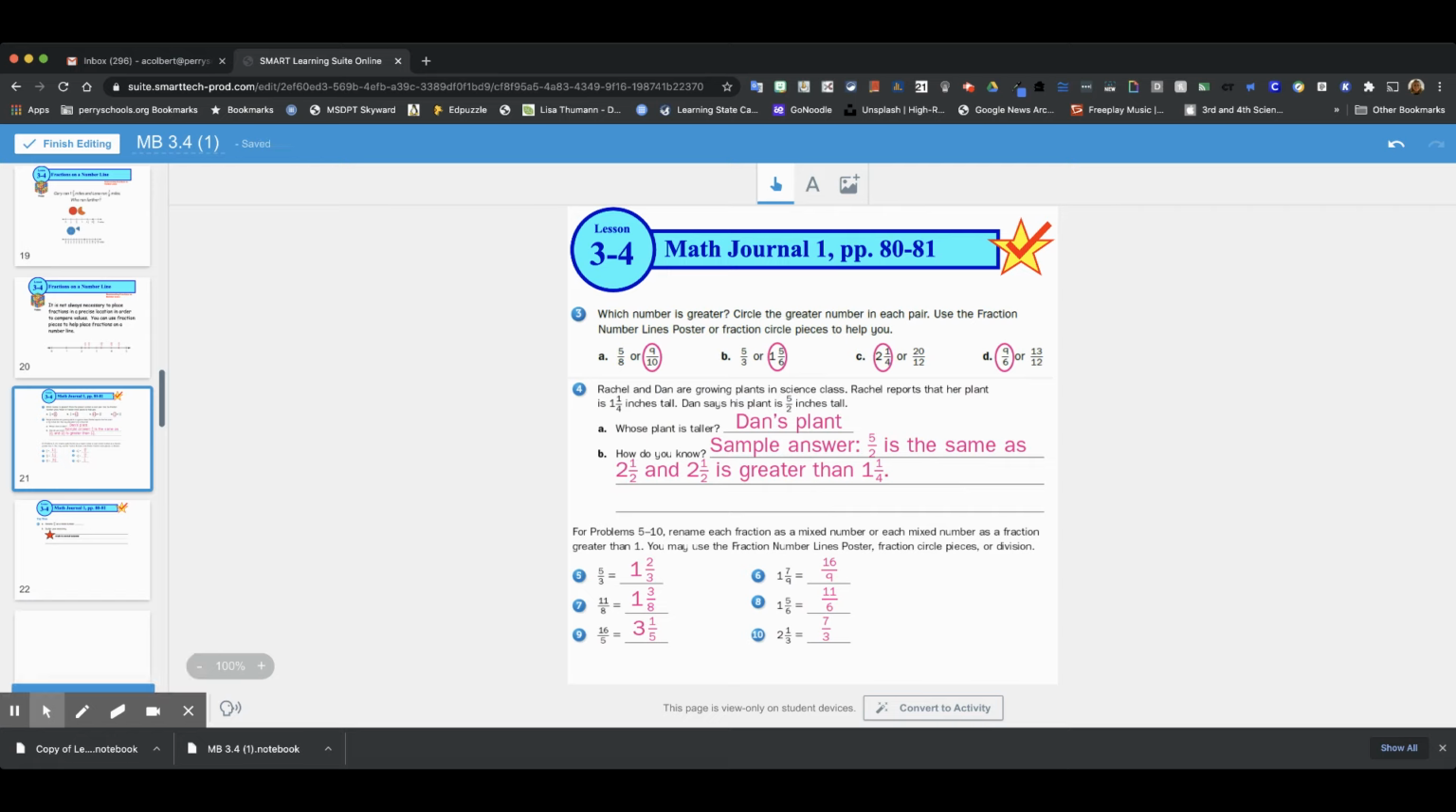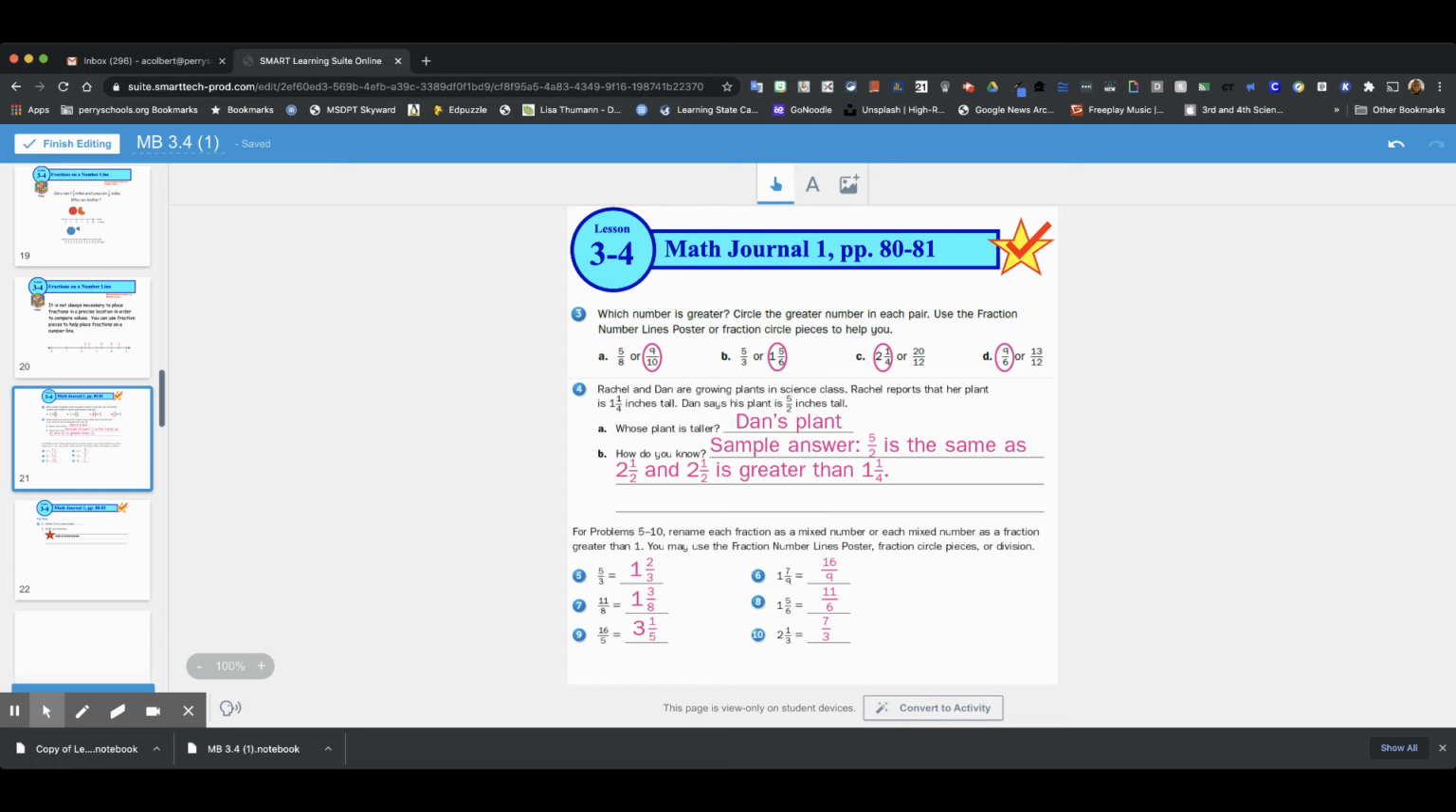Taking a look at problems 3 through 10. Number 3, 3A, 9/10 is larger. B, 1 5/6 is larger. C, 2 1/4 is larger. And D, 9/6 is larger. On number 4, Dan's plant is taller. How do we know this? 5/2 is the same as 2 1/2, and 2 1/2 is greater than 1 1/4.